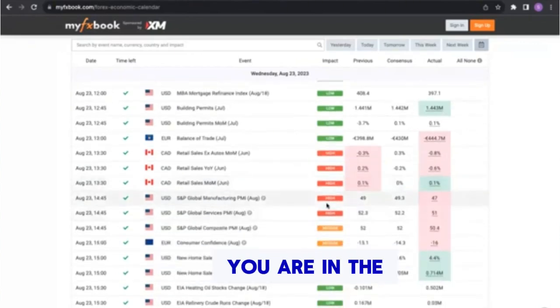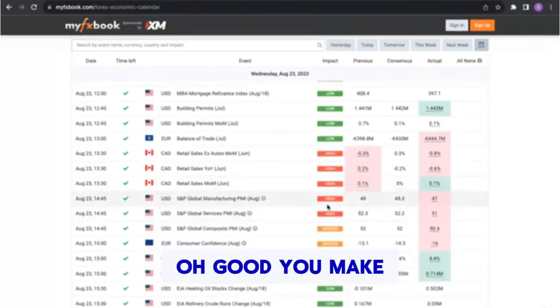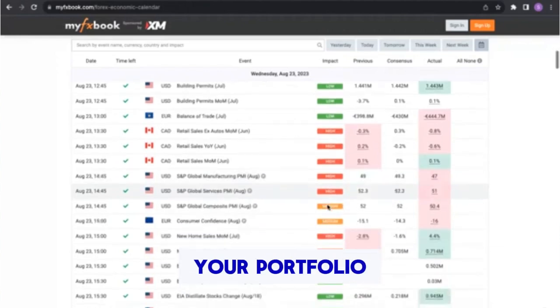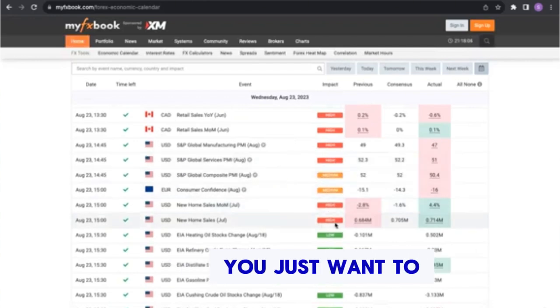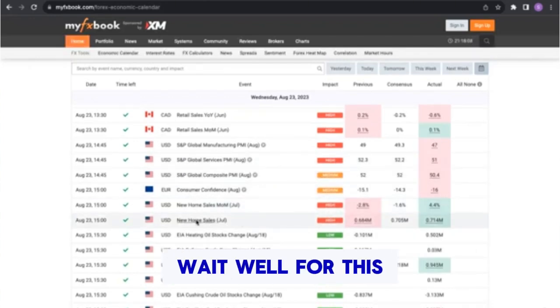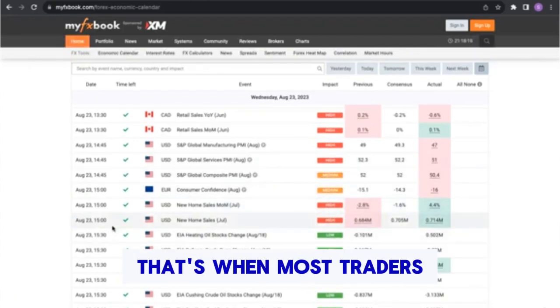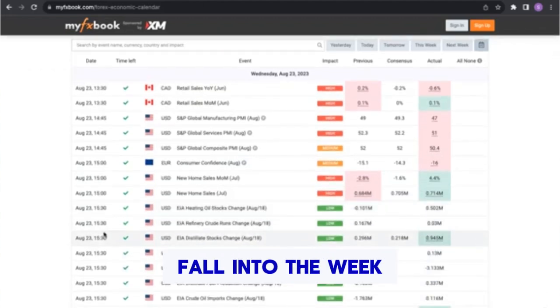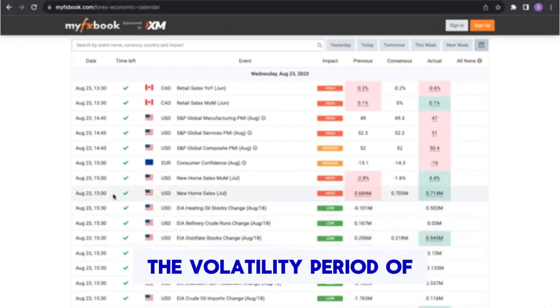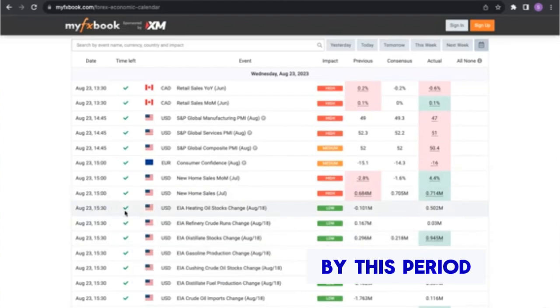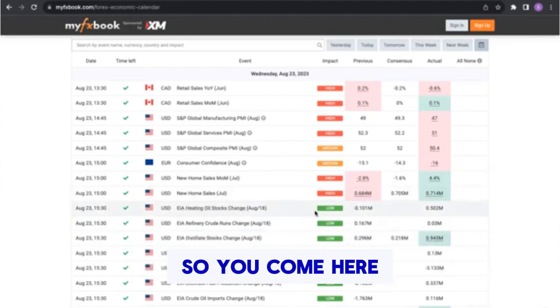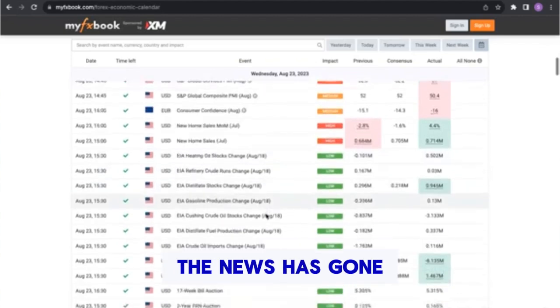And if you are in the right direction, you make good profit. But if not, it can make you lose your portfolio. So once the news is over, you just want to wait for it. By 3 o'clock, that's when most traders that don't want to fall into the volatility period of the news will start looking at, okay, I'm going to start trading by this period. So you come here when the effect of the news has gone down.